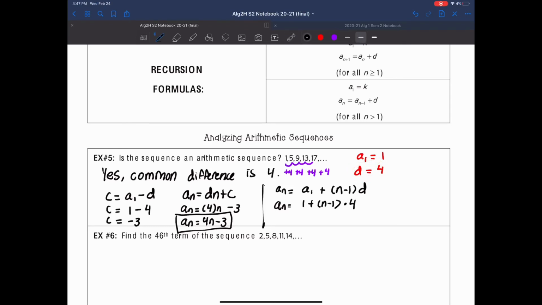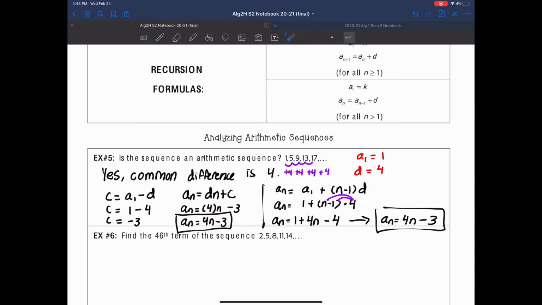All right, so now all I have to do is distribute this 4 to both terms inside the parentheses, and I get a sub n equals 1 plus 4 times n, and then 4 times negative 1 is negative 4. Then, if I combine like terms, I find that a sub n is equal to 4n, and then I have 1 plus negative 4, that gives me negative 3. So as you can see, we get the same rule no matter which method we use. I would prefer that you use the second formula because that's the one you commonly see.